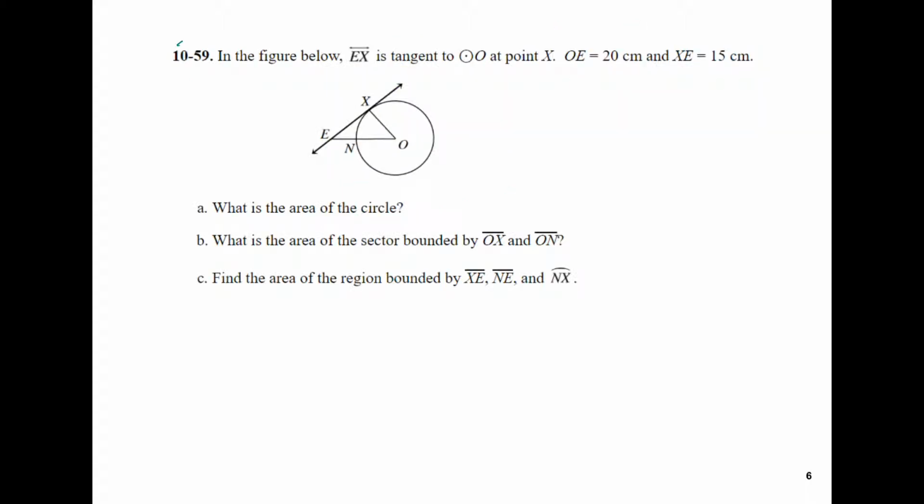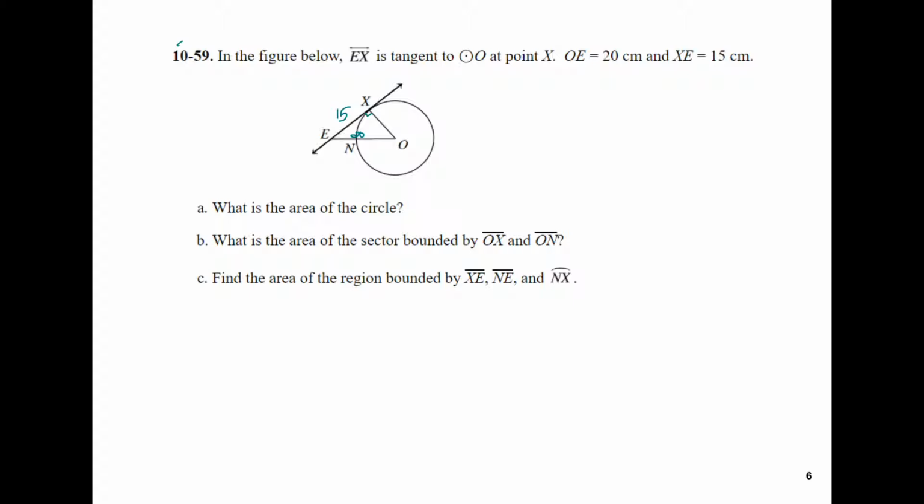1059. In the figure below, line segment EX is tangent to circle O. So this forms a 90-degree angle at point X. OE is 20 centimeters, and XE is 15 centimeters. What is the area of the circle?